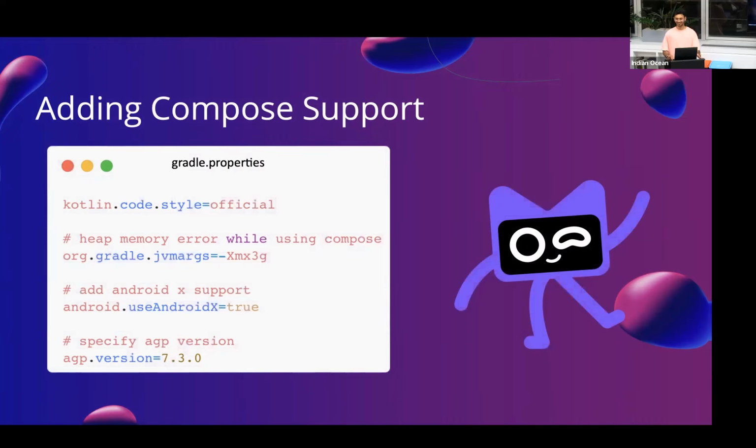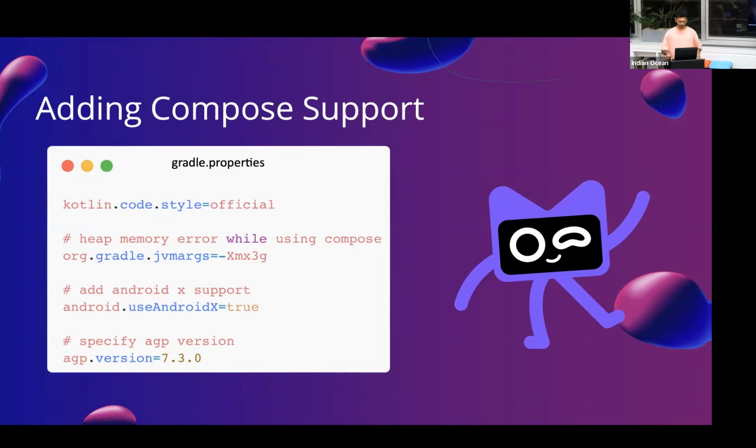Let's not look at JVM args Xmx3g, but let's look at the AndroidX. So for enabling AndroidX support, you have to set the flag as true. And for specifying the AGP version, you have to mention it in your Gradle properties.